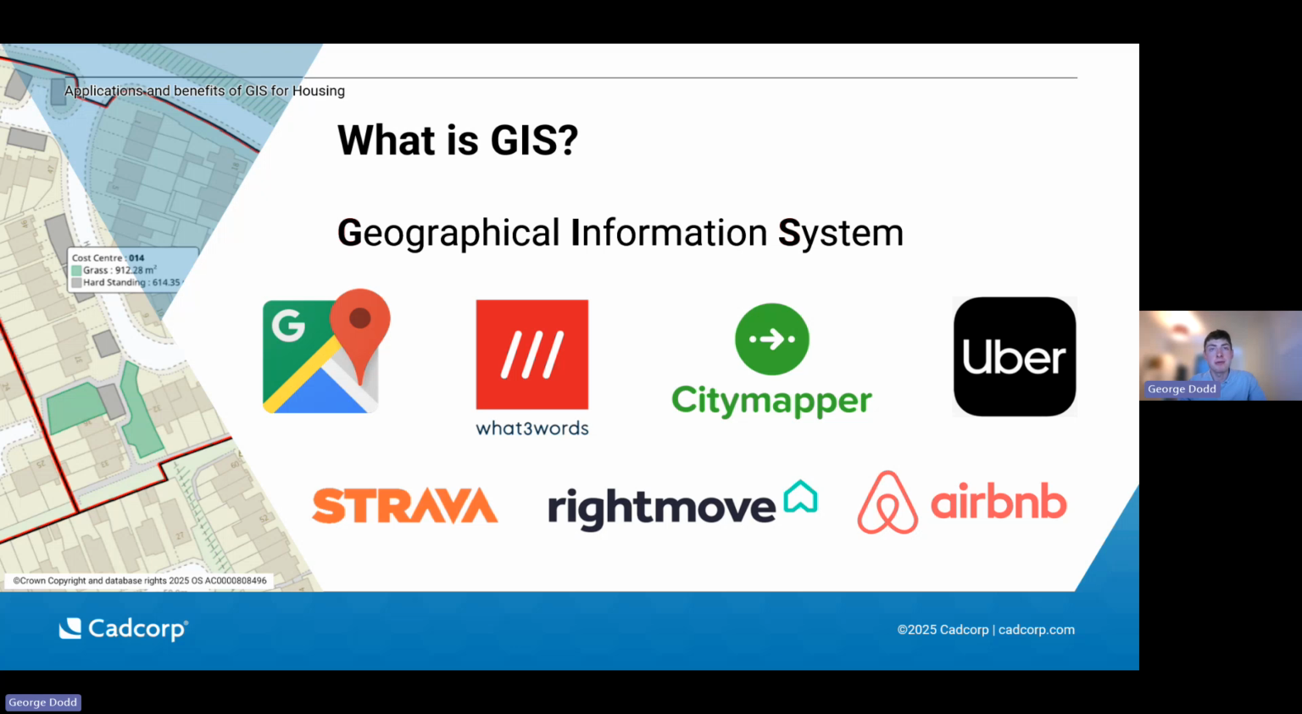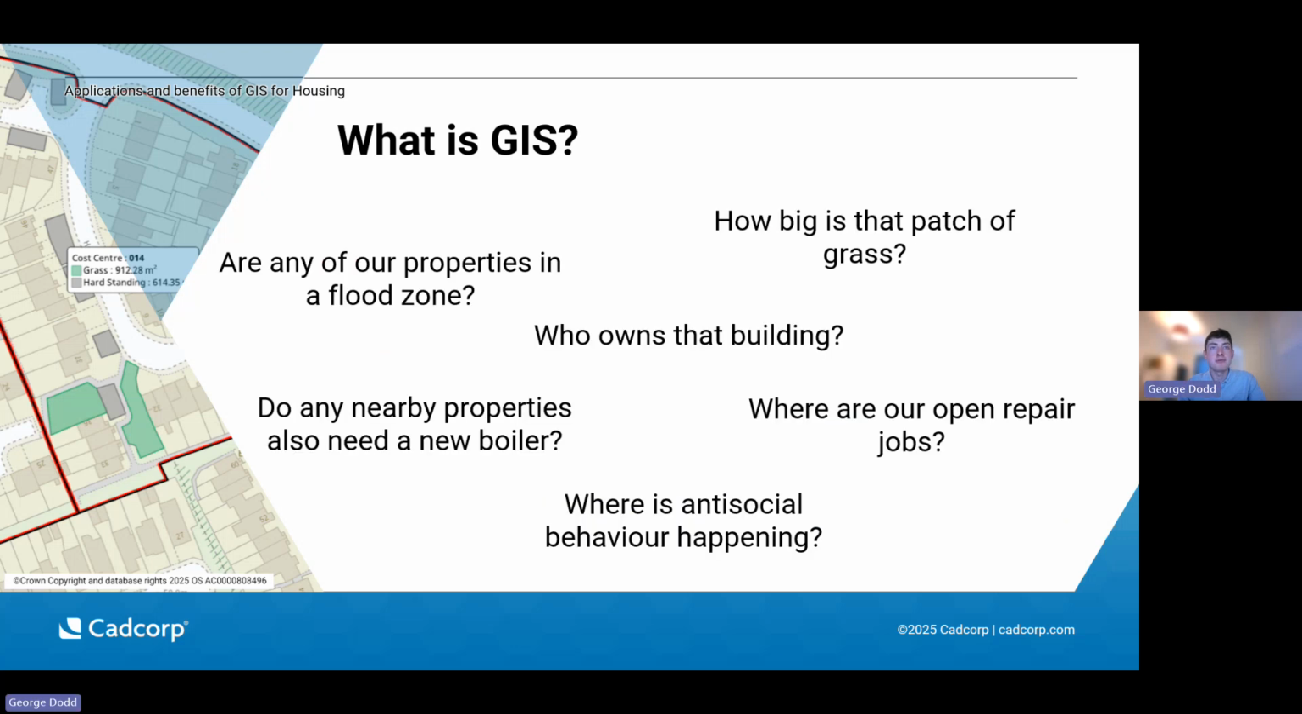GIS is more than a pretty map though. Knowing where your properties are opens up the world of spatial analysis, which means you can ask questions of your data that you can't with simple attribute queries alone. Examples of GIS questions that are commonly asked by housing associations include, are any of our properties in a flood zone? How big is that patch of grass? Who owns that building? Do any nearby properties also need a new boiler? Where are our open repair jobs? And where is antisocial behaviour happening? In a second, we'll come to how you ask those questions.